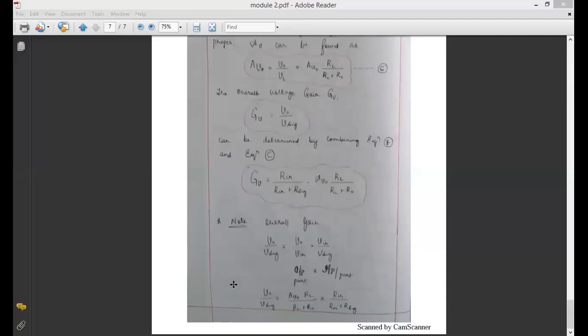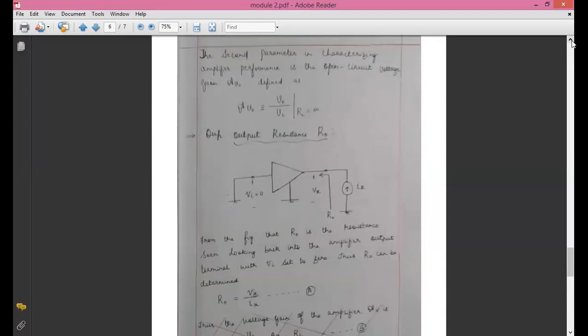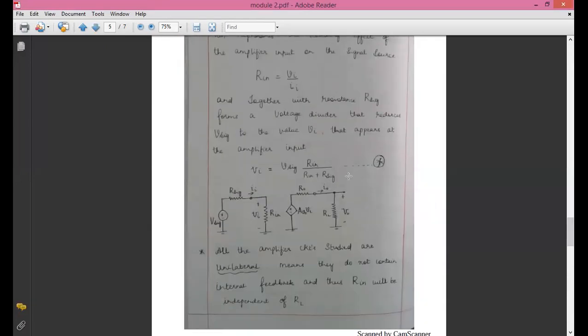Okay. Yes. Overall gain we are discussing. Overall gain is denoted by GV. GV is nothing but V naught by V signal. So if we observe the equivalent circuit here, V naught by V signal means here this is V naught and V signal.